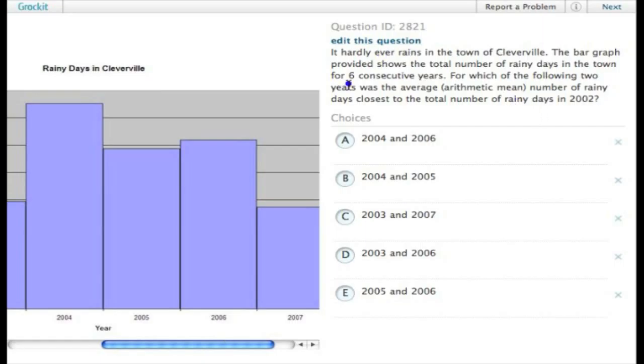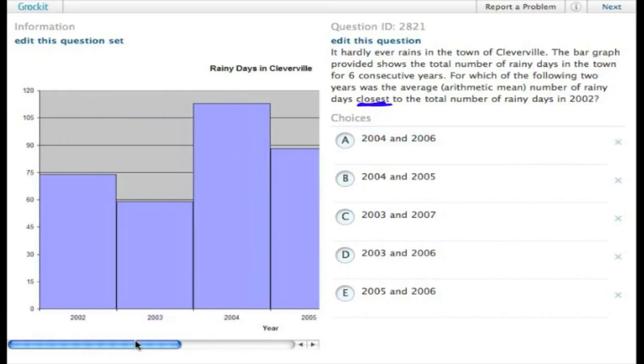So notice it says closest. So it doesn't have to exactly equal it, but it should be somewhat close. So let's take a look at 2002. Well, it's just a shade under 75. We'll probably assume somewhere like 74. So total number of rainy days in 2002 was 74. So we want to find the average between 2 years that would be closest to 74.